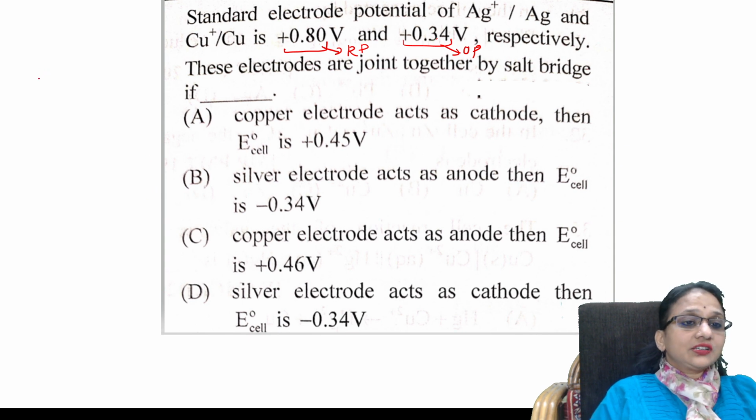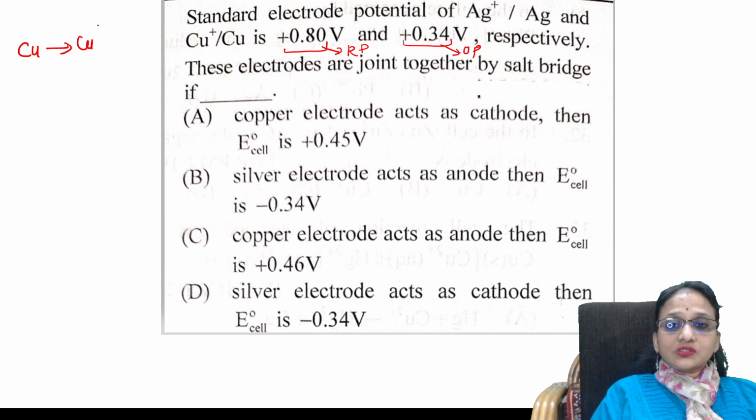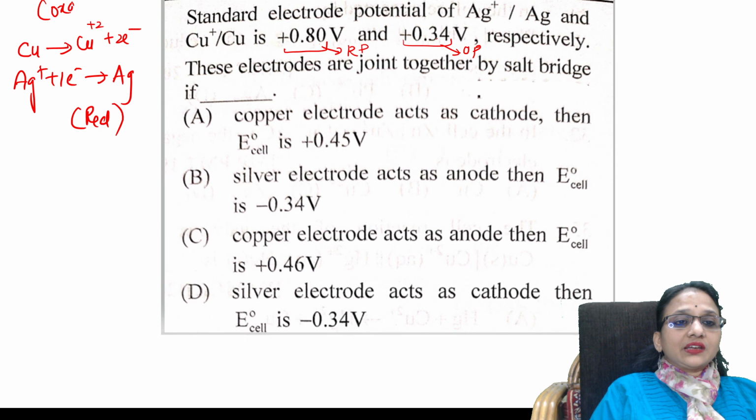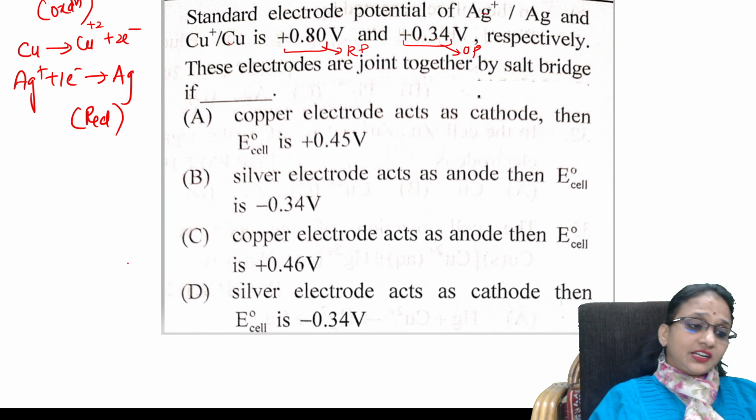Why? Let us see the reaction. First of all, copper is losing 2 electrons and giving me copper plus 2. Silver is picking up 1 electron, making silver. In this case, reduction is happening. In this case, oxidation is happening. Correct, students? That is why I have taken the copper one as the oxidation potential and the silver one as the reduction potential. Got it? Let us solve now.